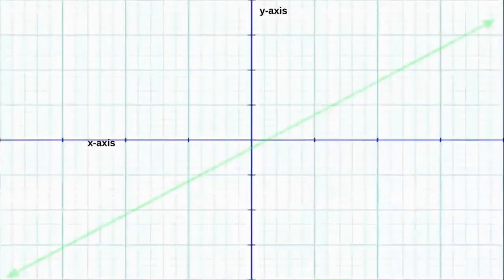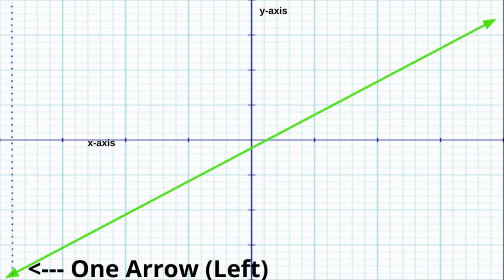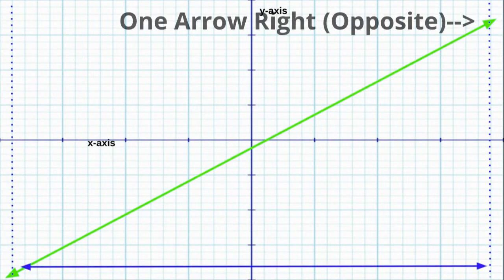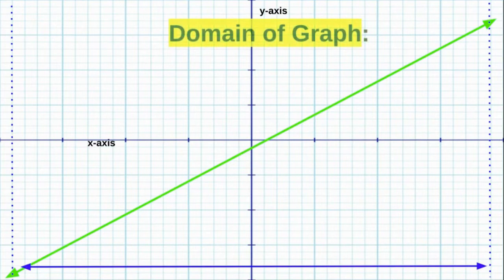As you take a look at this particular graph that I made in green, you're going to notice that you have two arrows both pointing in opposite directions. That means that the domain is all real numbers. Notice that I could draw that graph without lifting my pencil off the paper there.